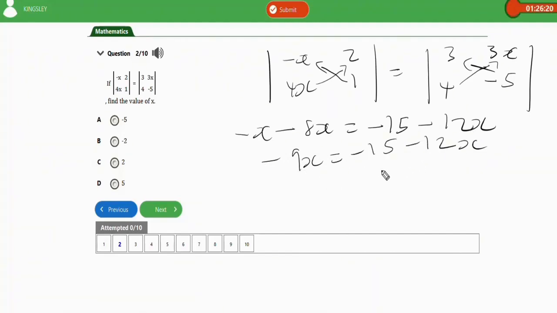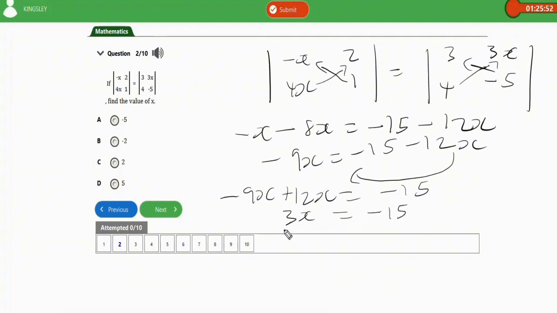So at this juncture, this minus 12x will cross over the equality sign and change to plus. So you're going to have minus 9x plus 12x equals minus 15. So minus 9x plus 12x will basically give you 3x. Okay, 3x equals minus 15. So you divide both sides by 3 to make a solid formula.